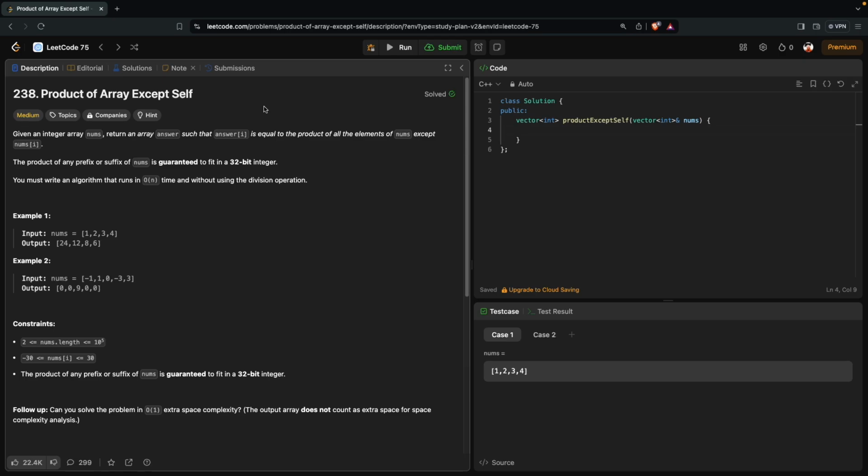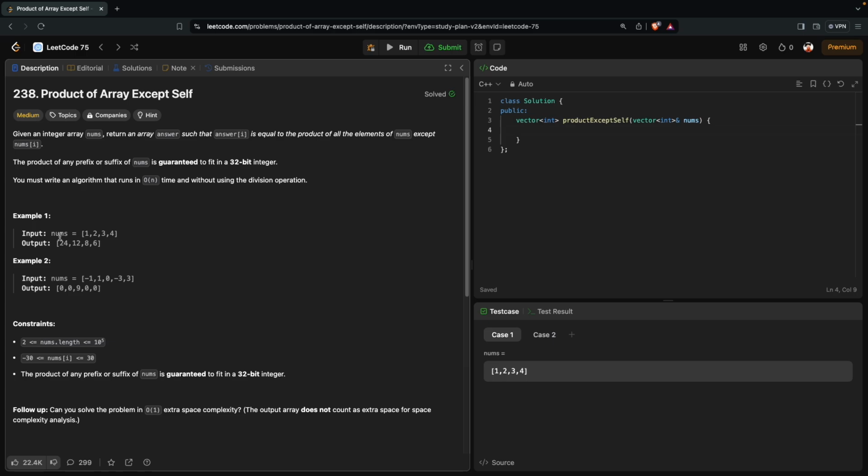Hi everyone. So today we will solve this problem, product of array except self. Okay, so the input is that we are provided with an array called nums and we have to generate an output array called answer. And each element of answer, that is answer[i], will be equal to the product of all the elements of the nums array except nums[i]. Okay, what does that mean? So if you see, this is the nums array and this is the output array.